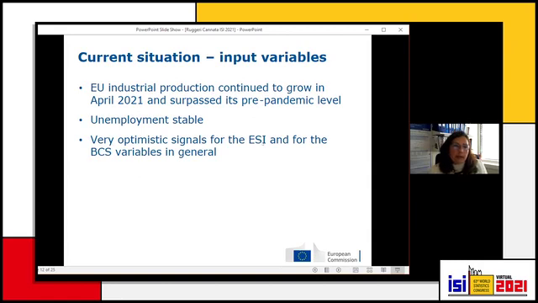Now we can look at the current situation, what is happening in the input variables. We want to see if we are recovering or not, and I would like to share some considerations about the current situation. If you look at the industrial production, I will show a graph in the next slides, you see that things look good, and the values in April 2021 are just where we were before the pandemic. Unemployment is quite stable, and the business and consumer surveys give quite an optimistic signal.